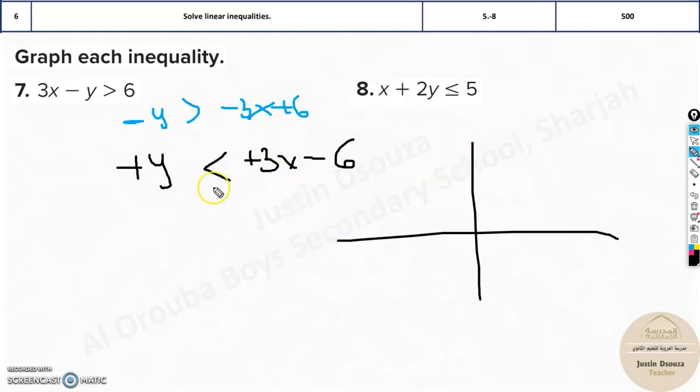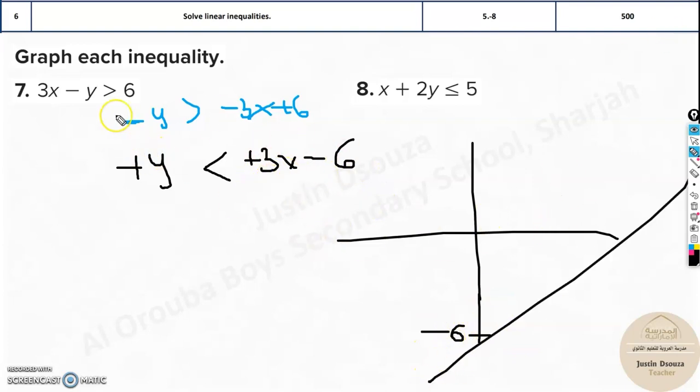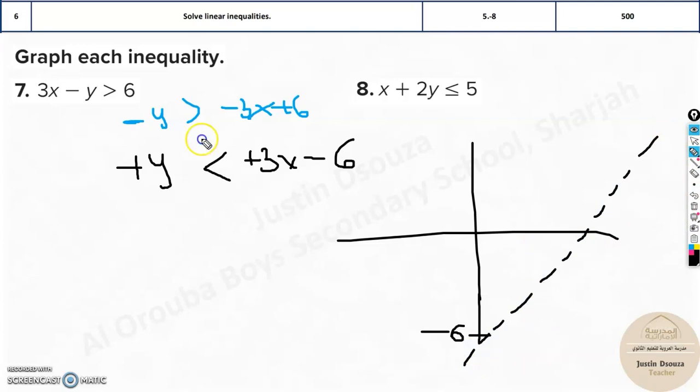You need to graph this. Look, it's plus and it's minus 6. So minus 6 means it's somewhere over here. It's going upwards. The graph is going upwards. And since it is just greater than, it would be a dotted line upwards. And then the solution region is everything that is below this line. Why? Because y is less than, isn't it? It's changed. So this is the answer.